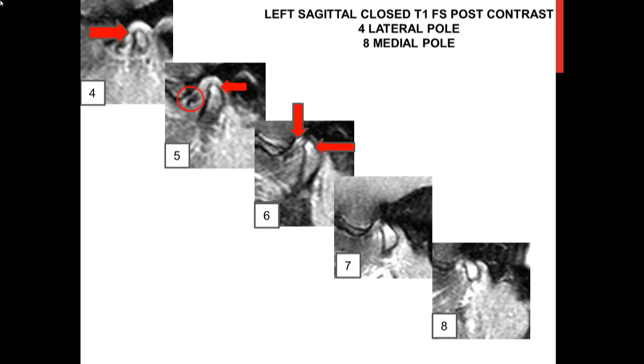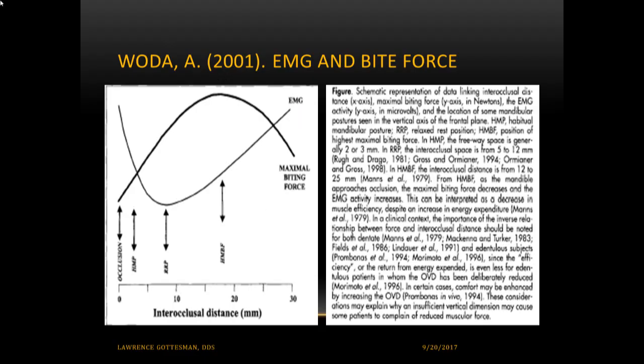And you can see just the arrows pointing to the effusions throughout. Now, I've showed this slide before in many different forms, and it talks about EMG, which is muscle activity, in relation to changes in vertical dimension. And we find that bite forces and joint loads increase when we increase the vertical dimension.